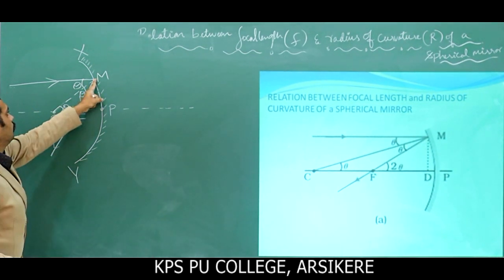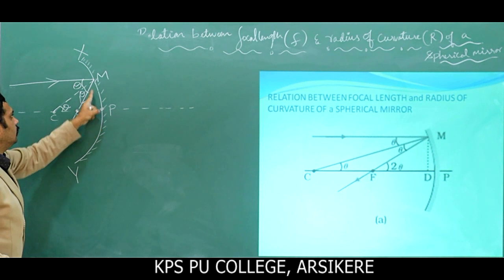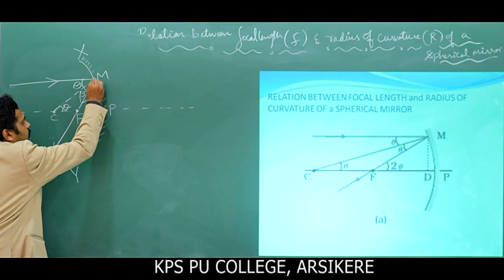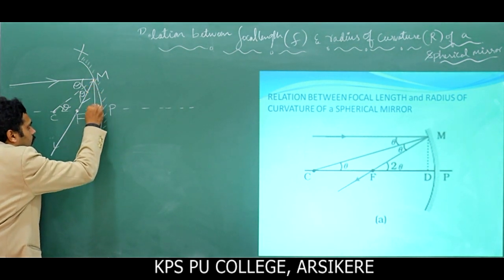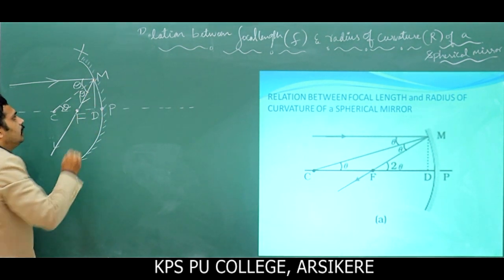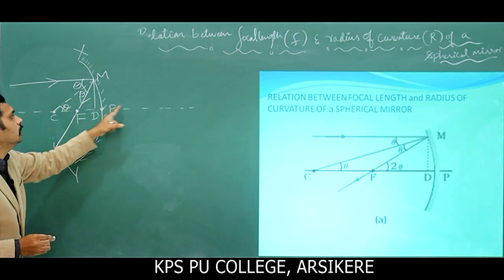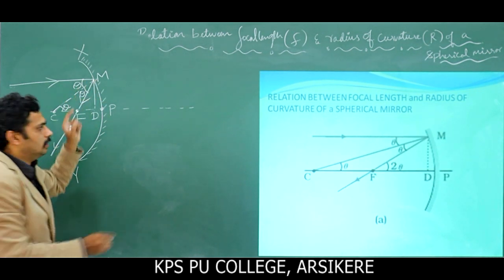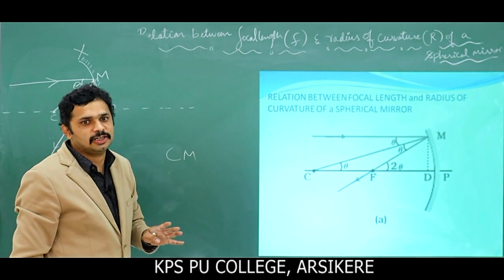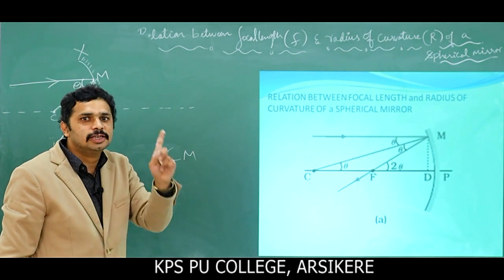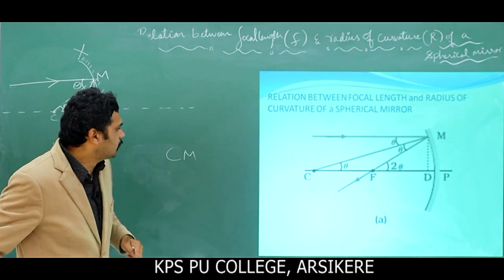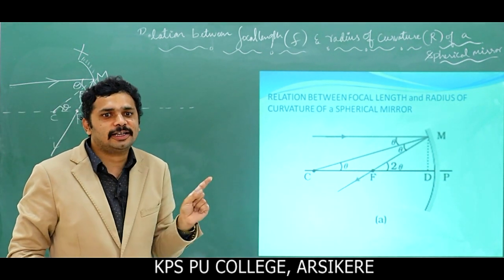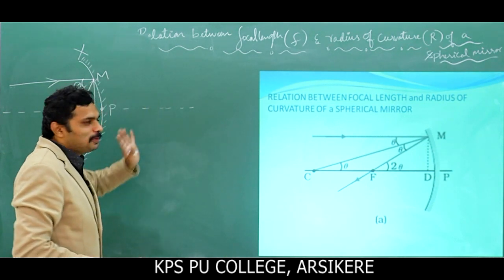Now from M you draw a line. That line is perpendicular to the principal axis. The line is MD. What is MD? MD is perpendicular to the principal axis. Once again, what is CM? CM is the normal. CM means not chief minister, not common man. Here CM means normal, perpendicular to the surface. MD does not mean managing director. Here MD is perpendicular to the principal axis.